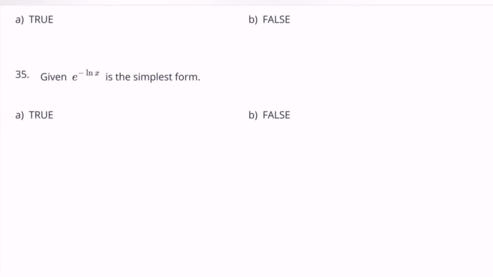Next, for question 35, given the situation where we have e to the power of negative ln x. Make use of the logarithmic situation where we have the log of power, where we have ln x to the power of negative 1. Simplify the situation by using the fundamental properties of log, and we will have x to the power of negative 1. So here will be the simplest form. So for question 35, this is not the simplest form. The simplest form will be x to the power of negative 1 or 1 over x. So the answer for question 35 will be B, which is false.